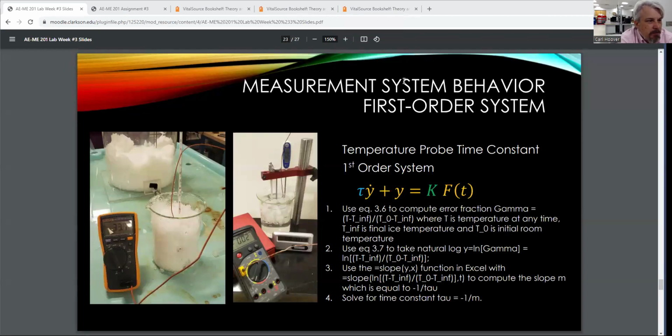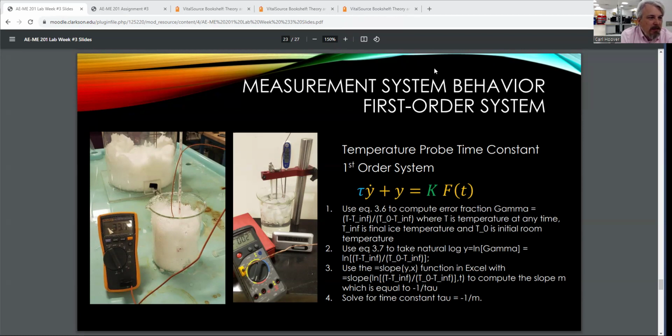During this video, we're going to be reviewing the experiment that is the first order measurement system. We are looking at temperature instruments and their first order response to characterize the time constant as a first derivative term in the dynamic response of the instrument.